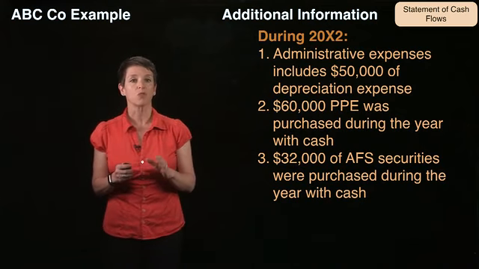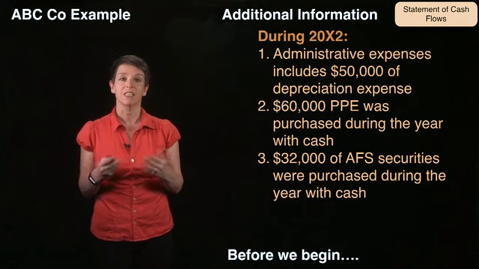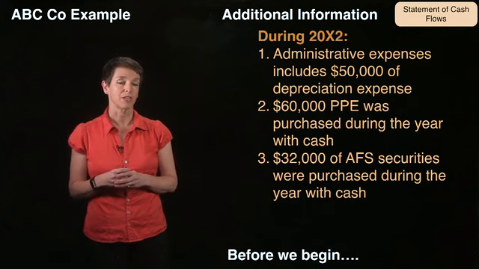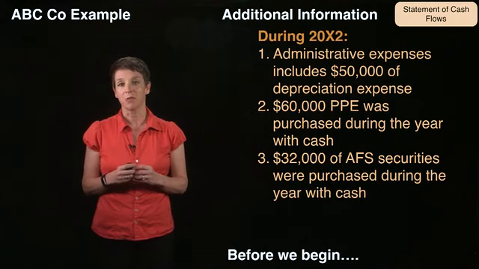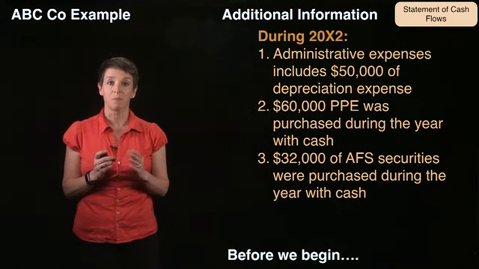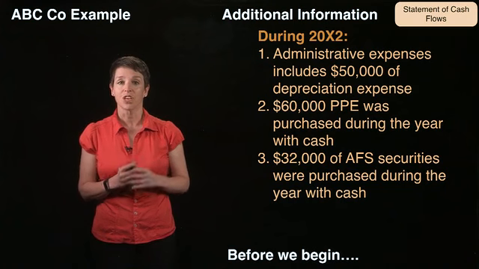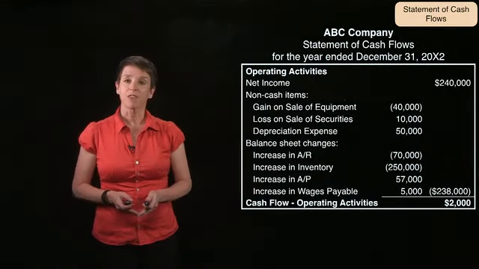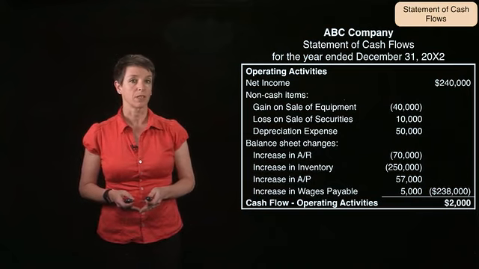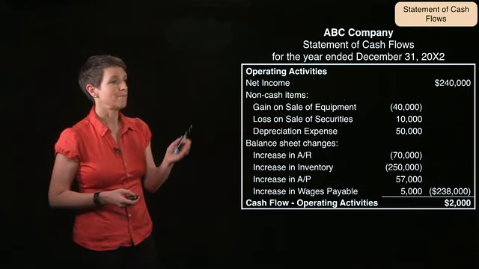Take a moment to write those down, as we will revisit that information as we go through the cash flow statement. And if you haven't already, make sure that you have available to you the income statement and the balance sheet and the statement of changes in equity for ABC Company. Now that we've gathered everything we need to look at the cash flow statement, let's take a look at ABC.